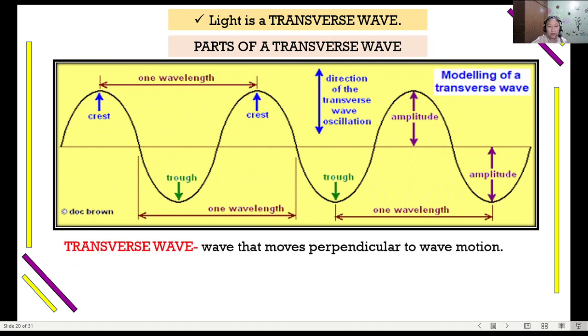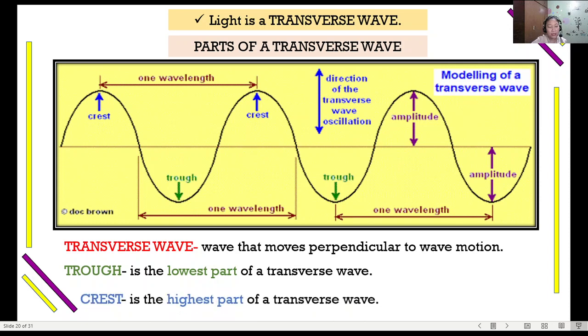Transverse wave, by the way, is a wave that moves perpendicular to wave motion. Parts niya ay trough, which is the lowest part of a transverse wave, and then crest is the highest part of a transverse wave. Doon naman sa sound, since it's longitudinal, compression and rarefaction naman yung parts niya. Compression pag nasiksik, and then pag naghiwalay-hiwalay, rarefaction.